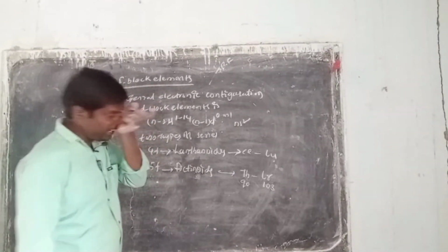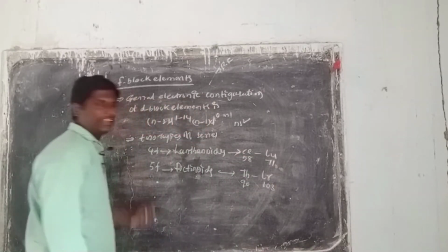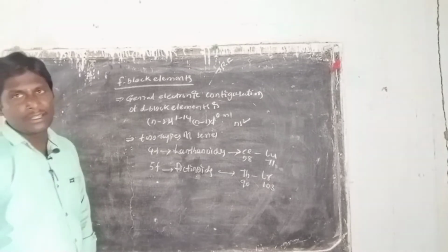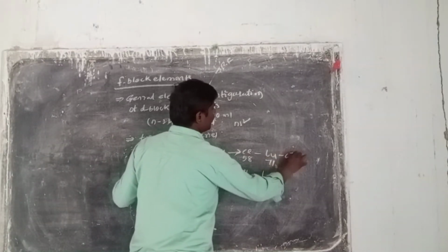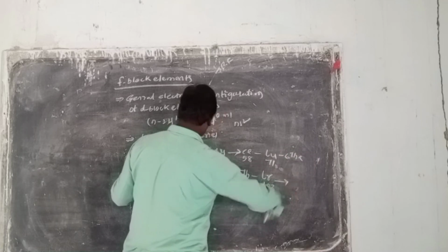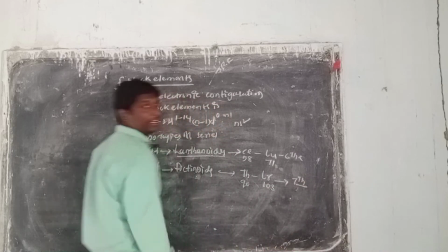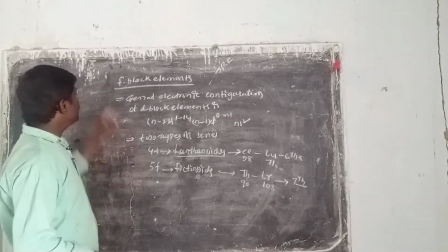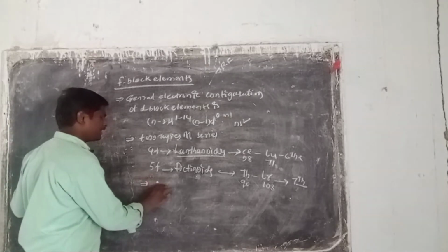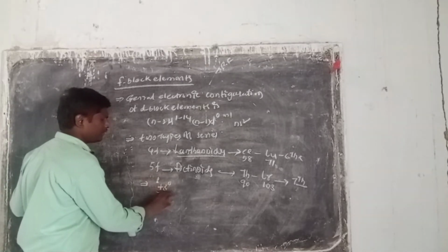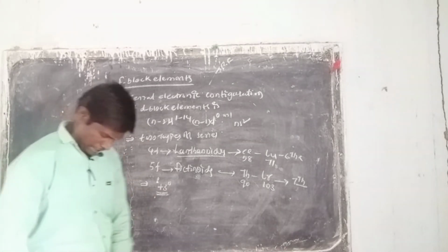Atomic number is 58 to 71, cerium to lutetium. The lanthanides start from the 6th period in the periodic table and the actinides start from the 7th period. Totally, these are the F block elements. Generally the plus 3 oxidation state exists. This is about the F block elements.